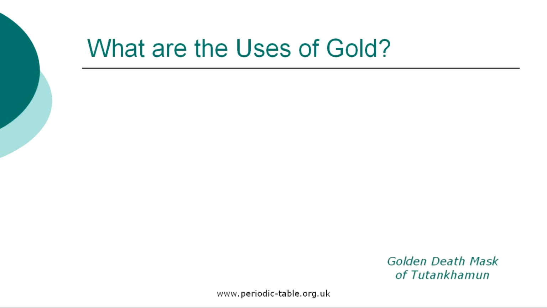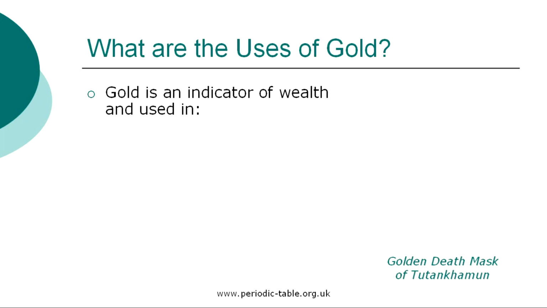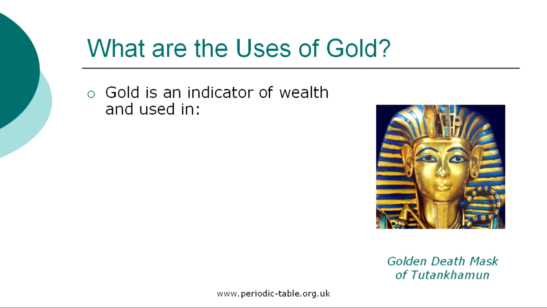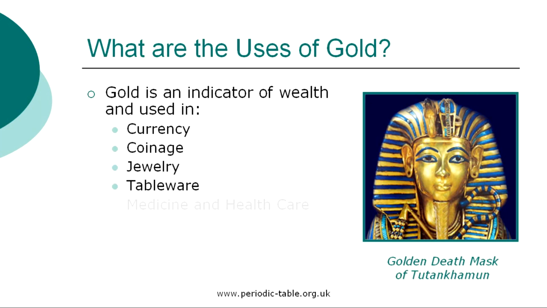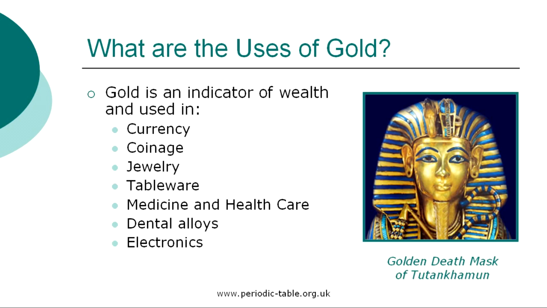Once the properties of an element have been established, we then have the ability to identify how it can be used. Gold has always been used as an indicator of wealth, and the fabulous death mask of Tutankhamun is a well-known example. The ancient Egyptians also believed that gold had a magical potency containing significant religious properties, and was therefore referred to as the flesh of the gods. Gold has a great variety of uses, including currency, coinage, jewelry, tableware, in dental alloys, and in electronics.